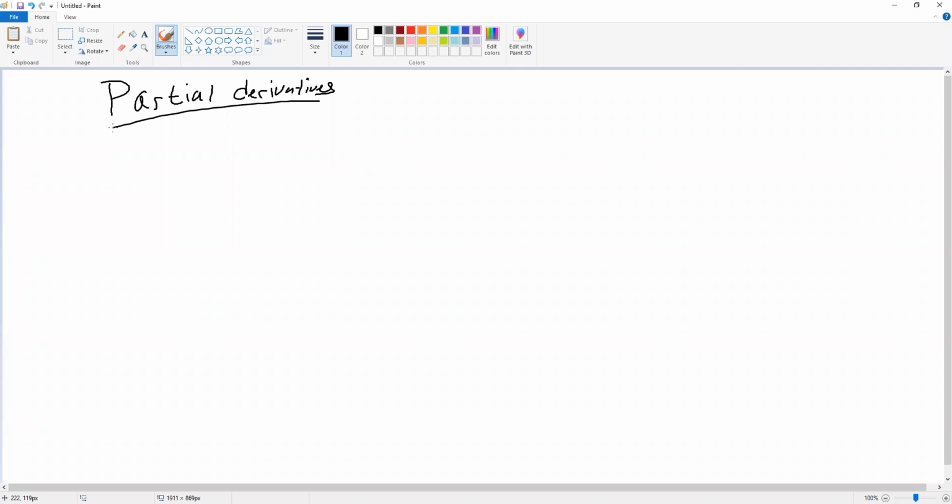So, when we're looking at partial derivatives, we're looking at it in the world of 3D space. So we have X, we have Y, and we have Z. Now, I'll ask you guys a question. What is a partial derivative? Or should I say, what is a derivative?